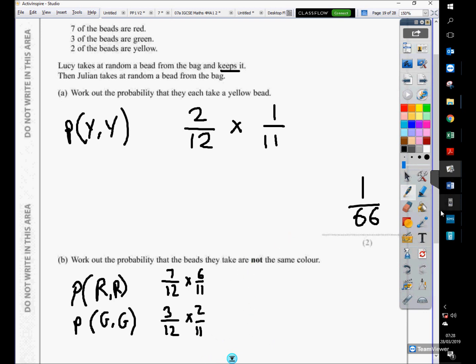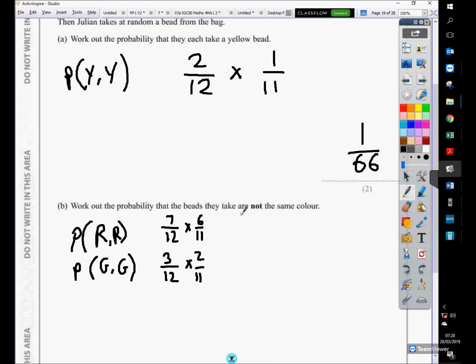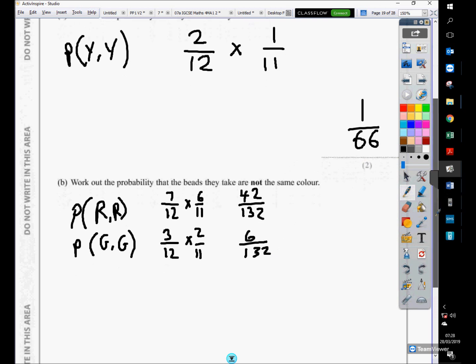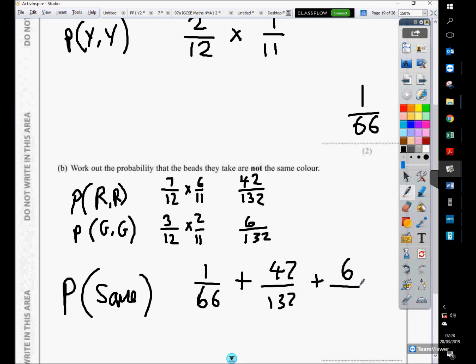Okay, so without using the calculator here, when you times fractions, you multiply the numerators and multiply the denominators. So I'm not using the calculator to simplify here. I did in part A, but not in this one. Okay. Now, if I add the three fractions together, I can work out the probability that the two counters are the same colour. So we've got part A's answer, that's yellow, yellow, and the other choices are red, red, 42 over 132. And the other option is green, green, that's 6 over 132.